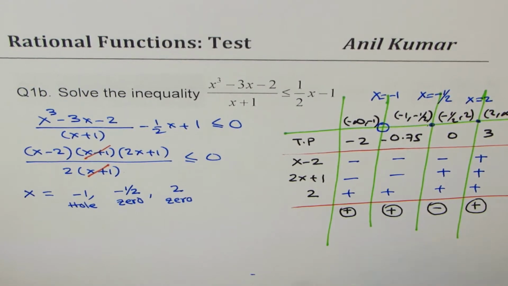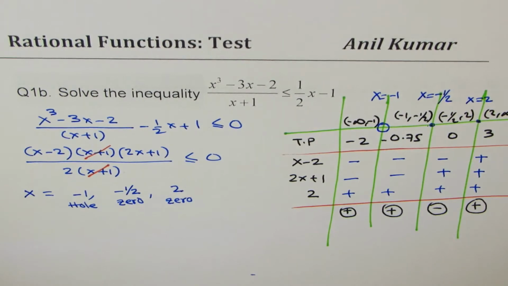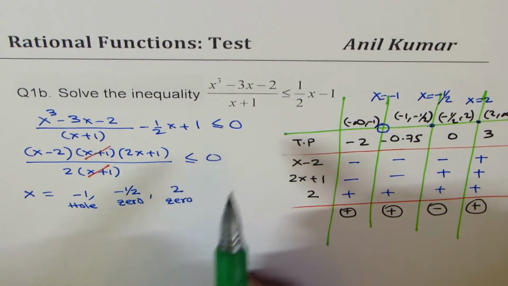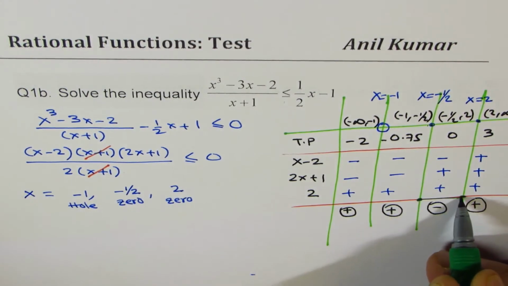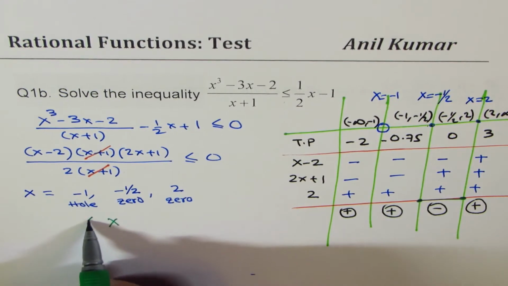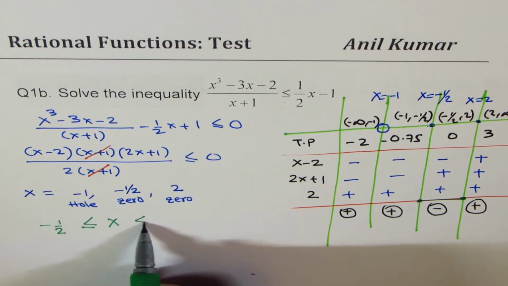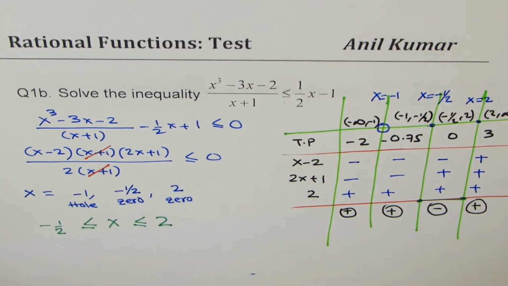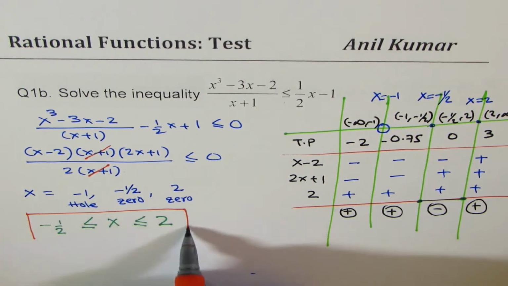So our solution lies within the interval minus half and 2. And since it is less than or equal to, we'll include both the endpoints. Is that okay? So we can write that x is greater than or equal to minus half and less than or equal to 2. Is that clear? So that becomes the solution for the given inequality.